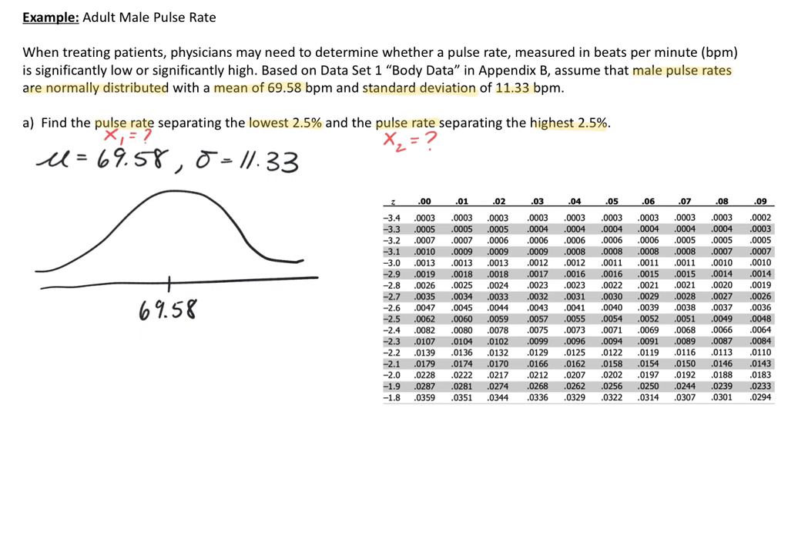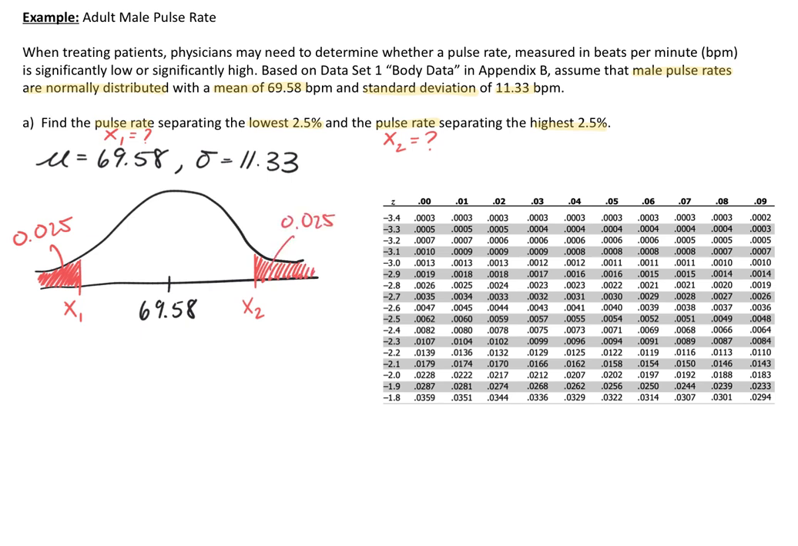So having this sketch of the bell-shaped curve really helps us visualize the problem. I'm going to mark x sub 1 on the left, and I'm going to mark a spot that's symmetrical to that on the right tail, and I'm going to call that x sub 2. So these are pulse rates that separate the bottom 2.5%. I'm going to shade in an area that represents 2.5%, and then write that area down, converting that 2.5% to its decimal equivalent. Then I'm going to shade in an area with the same area on the right tail that also represents 2.5%.